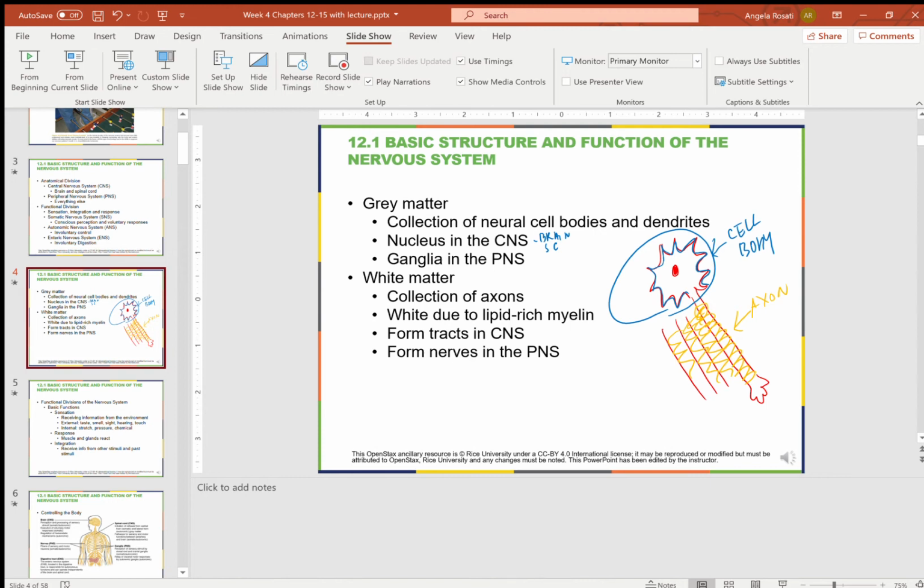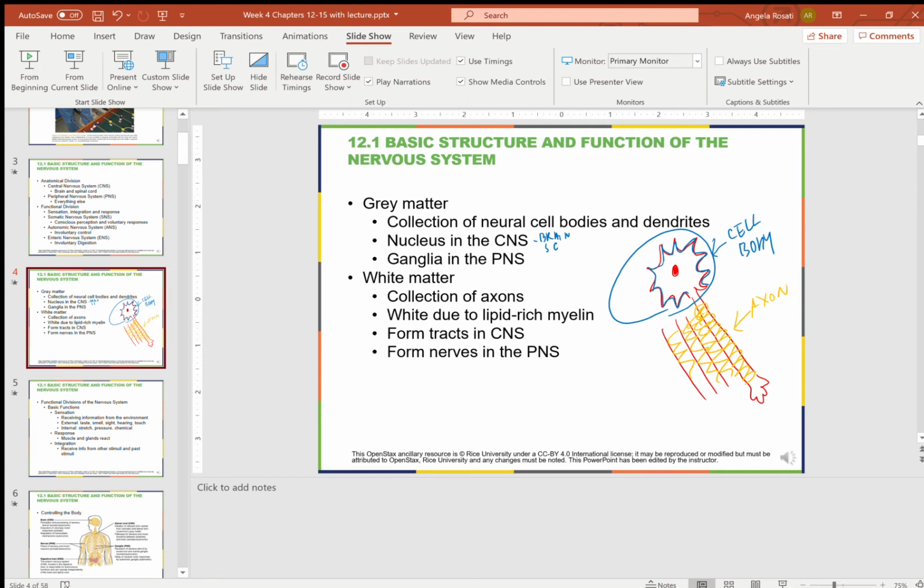What my picture was showing is that we've got gray matter and white matter. Gray matter is a bunch of cell bodies connected together, all in one space, and white matter is where all of the axons of those cells gather. The gray matter of our central nervous system, the CNS, is just a bunch of cell bodies, and in the CNS a collection of cell bodies is called a nucleus, or nuclei for plural.